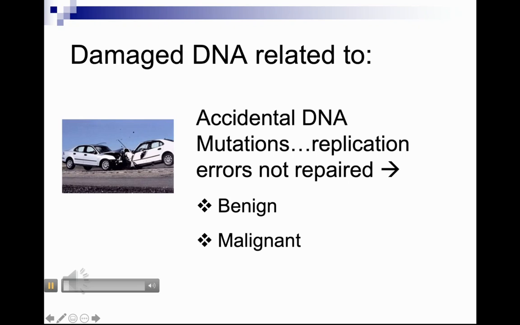DNA can be accidentally damaged. Accidental DNA mutation. When the DNA replicates itself, the errors in the replication are not repaired. The cells produced by that replication error can be either benign or malignant.